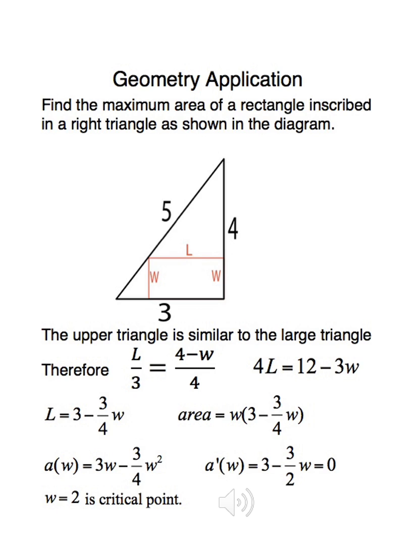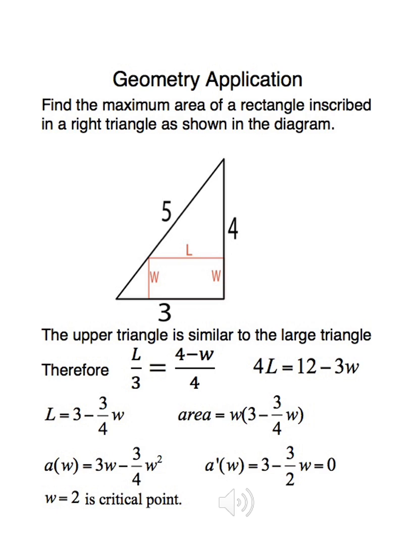In this case, we can say that the base of the top triangle, which is L, to the base of the large entire right triangle, which is 3, will equal the right side of the small upper right triangle, which is 4 minus W, to the right side of the entire big right triangle, which is 4. So the ratio of the corresponding bases will equal the ratio of the corresponding right sides.